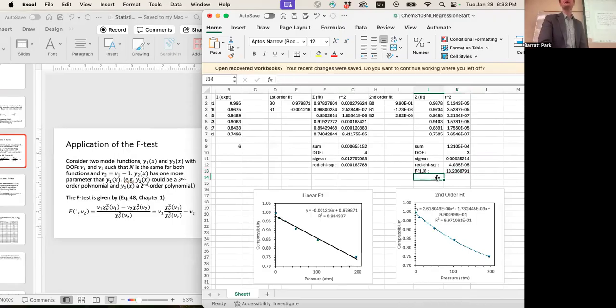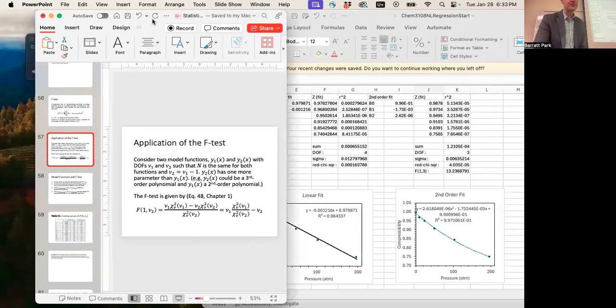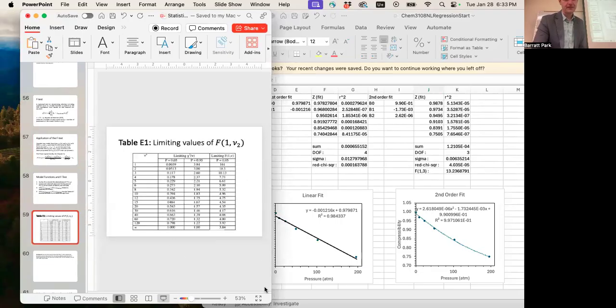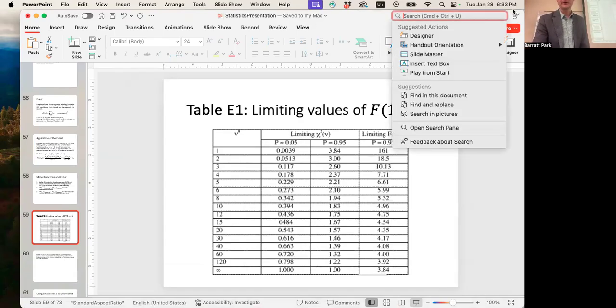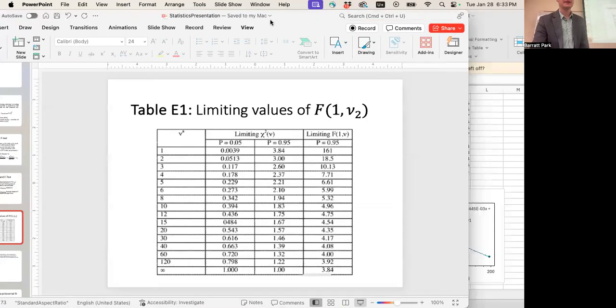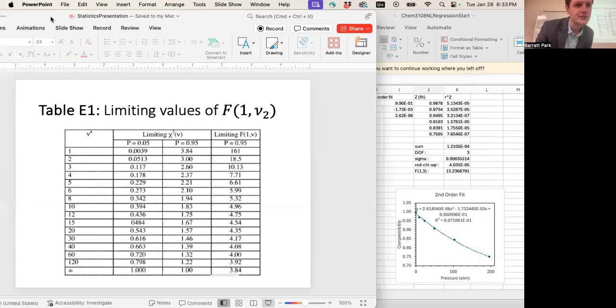And now we have to compare this to the value from the table. And if this value is greater than the one in the table, then we're justified in adding another parameter to our fit. So the value that we get from the table is, let me make this a little larger so you can see it. Okay, so we have 3 degrees of freedom in the second fit. So we want F 1 comma 3. So we're going to go down to the third row of this table here, and we see that the F 1,3 value is 10.13. So I'm going to enter that into my spreadsheet over here.